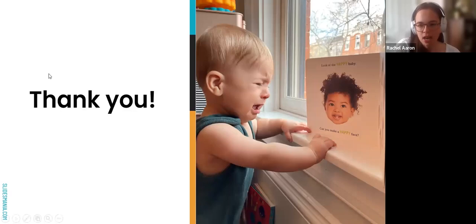This beats any stock photo I could find of emotion regulation. This is my son looking at a picture of a book that says, "Look at the happy baby, can you make a happy face?" And he is clearly not making a happy face. So there's a lot that babies have to learn about emotion regulation as well. So I will cut that off and welcome any questions that you all have.